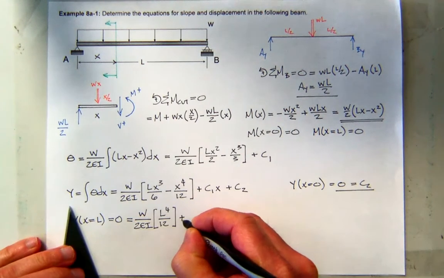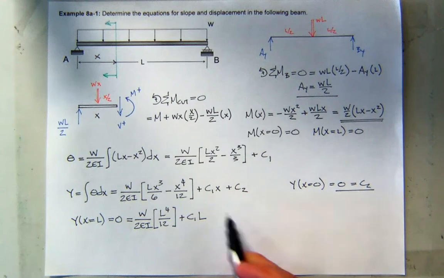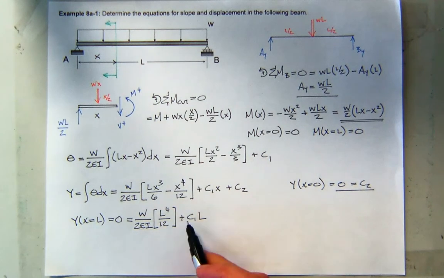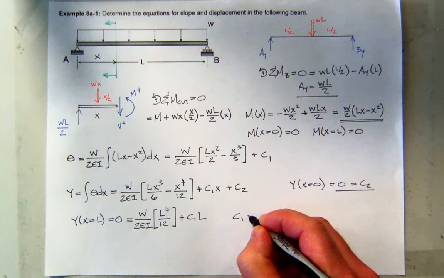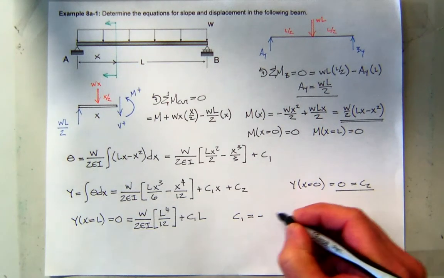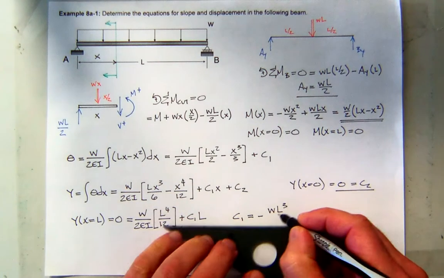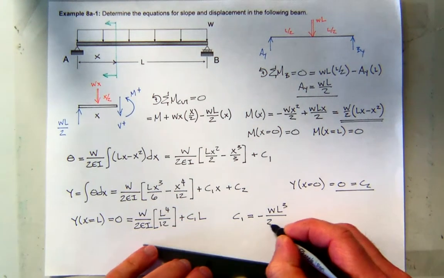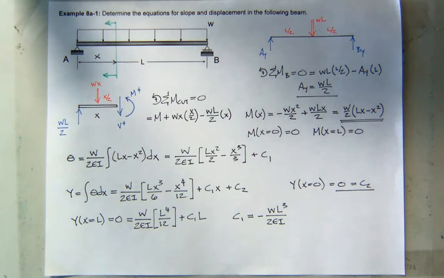And then I get plus C1L. And all of that has to be 0, so that means you have to solve for C1. So what is C1 going to be? Looks like it's going to be negative WL cubed over 2EI. You see that?